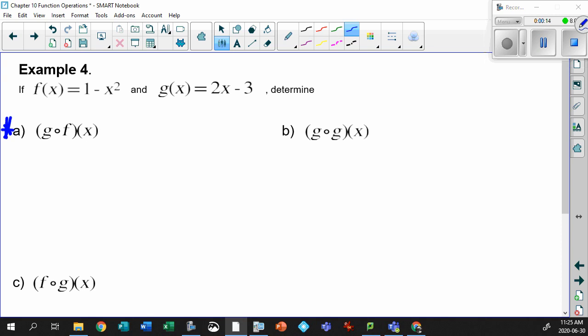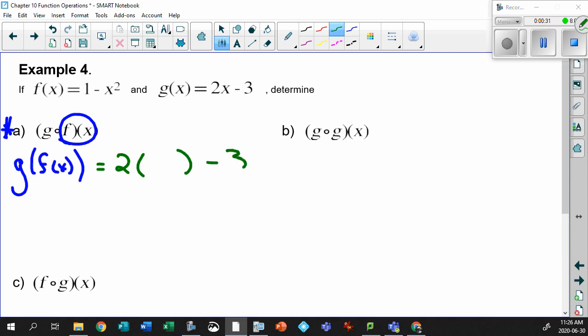First things first, again, deal with the innermost function. So this is g of f of x. In other words, you're taking f of x and putting it inside g. Okay, so there's g, which I'm going to write as 2 blank minus 3, and I'm going to take my f of x and chuck it in there. Well, f of x is 1 minus x squared.